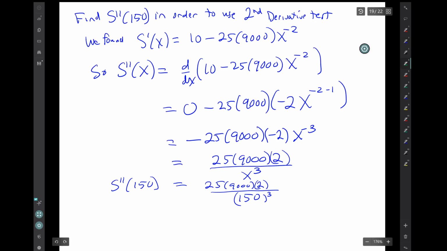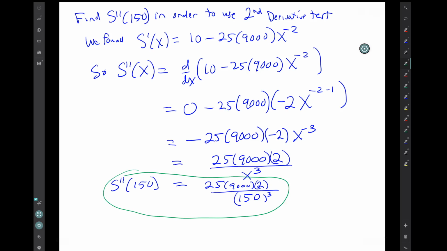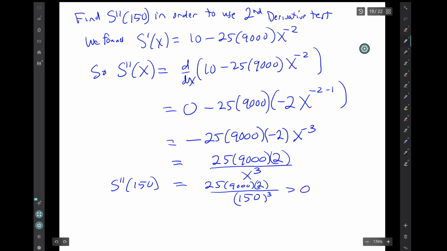It was this expression. And then what we're really interested in is S double prime at 150. It's this expression. And all we really care about is whether that is a positive number or a negative number. Good thing, because that would be a nuisance to compute a value for that. We can see that that's just a bunch of positive numbers multiplied together. So S double prime is positive.